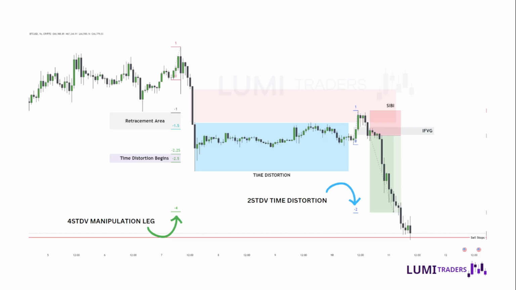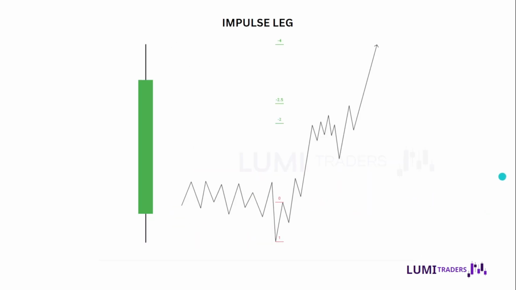But when we are going to aim for higher time frame level, always, if this level is slightly higher or lower, depends on direction. At this point, if the sell stops were above 4 standard deviation or 2 standard deviation, of course, we are going to close at the sell stops. Impulse leg.